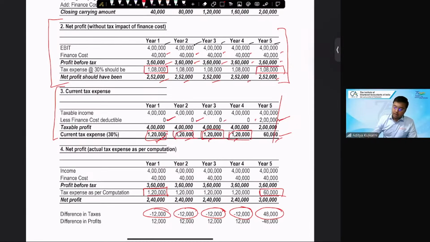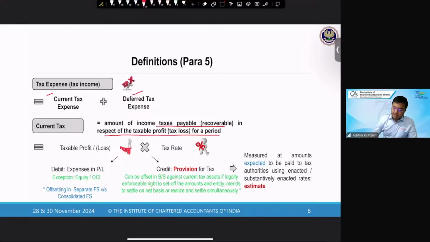Yes. So the amount of income tax payable in respect of the taxable profit or tax loss for that period is nothing but taxable profit or loss multiplied by the tax rate. So what will be the journal entry? Debit the P&L, and credit provision for tax.